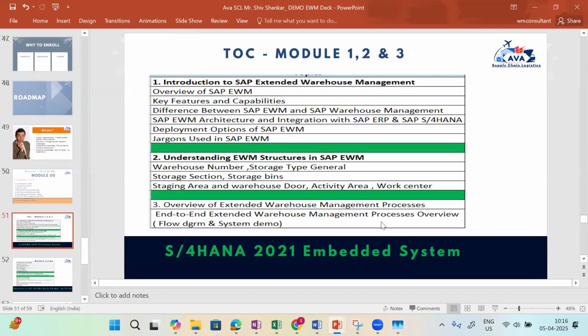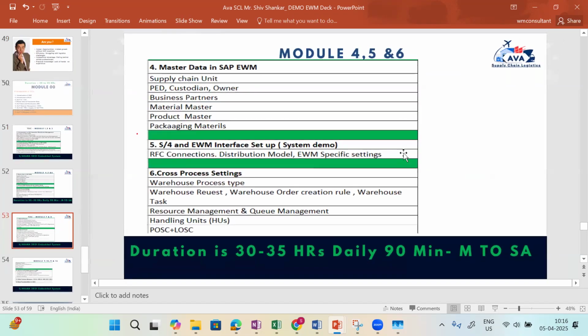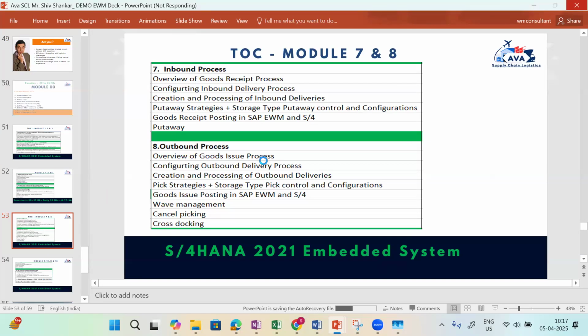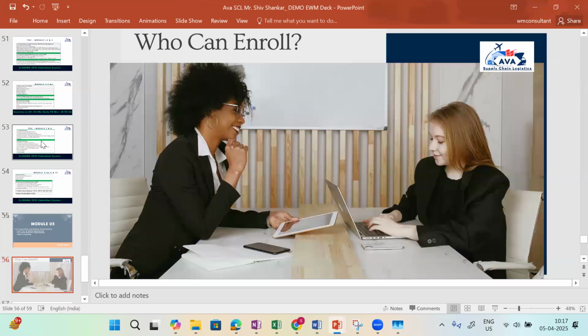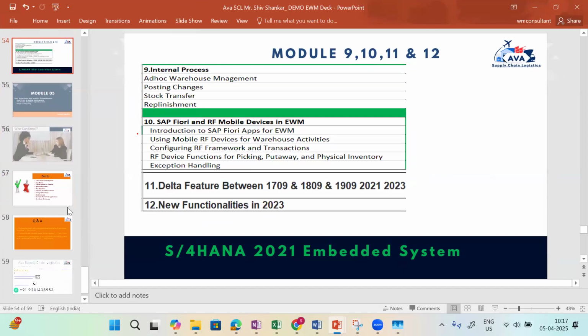Next, these are the topics we are going to cover in the program: introduction, EWM structure, overview of extended warehouse management, master data, interface setup, cross-process settings, and a lot more. Inbound process and outbound process, then internal processes, and feature deltas. We will cover all of this as part of the program.